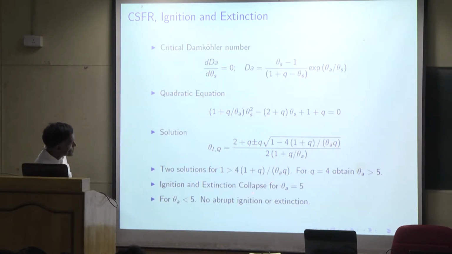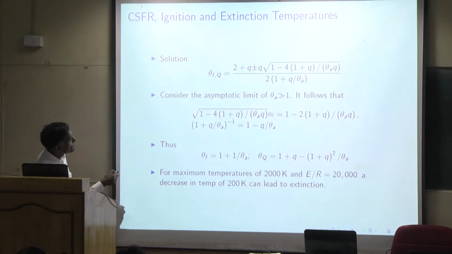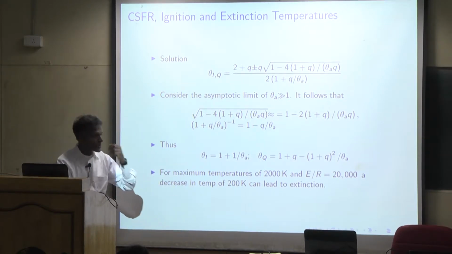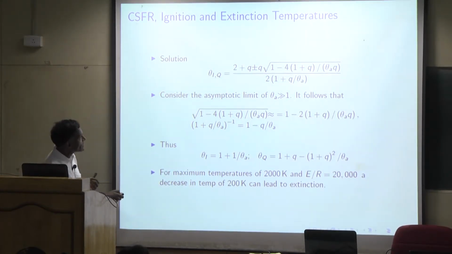So I just took this solution here and put it over here, and then I want to look at the asymptotic limit when theta is very large. What happens if the activation energy is very large? When activation energy is very large, you can take this particular equation and approximate it.